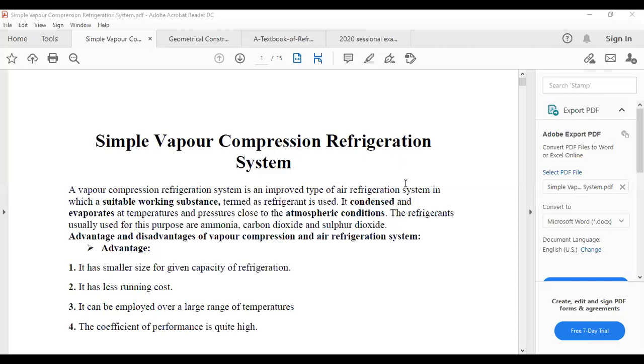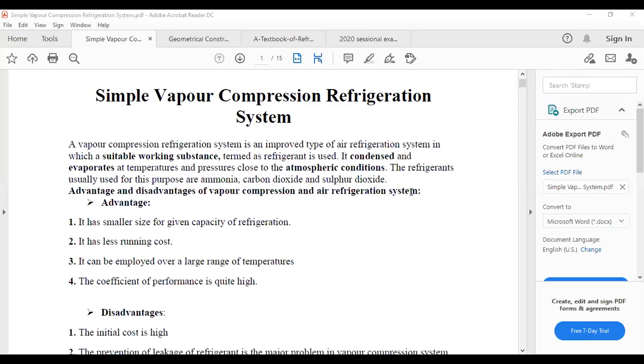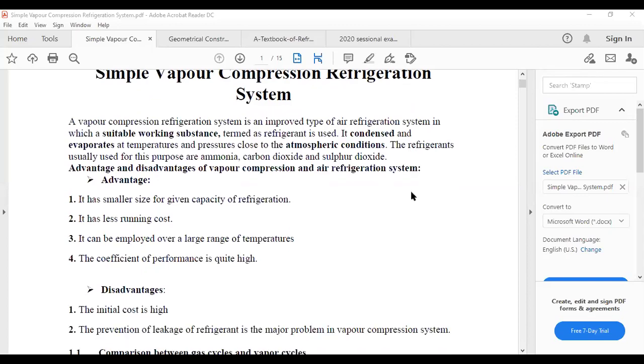So how better is this system than the other one which we had looked at? We're going to look at some of the advantages this system has over the air system and some of the disadvantages. This system employs a working substance called a refrigerant. This refrigerant is able to condense and evaporate, meaning it's able to change phase. Air does not change phase, but this refrigerant is able to. As it changes phase, it is able to absorb a lot of heat or release a lot of it.